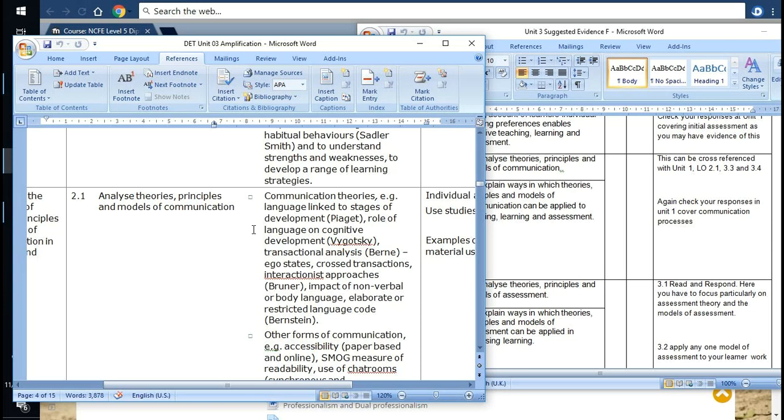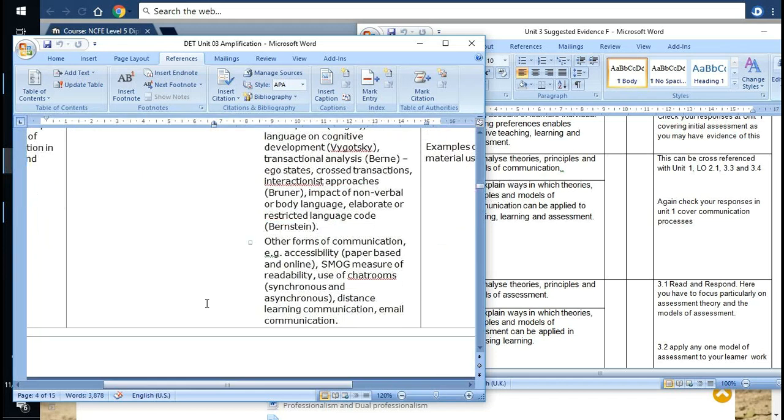And I look at it from the point of view that I think he wrote it for teachers, because he had some idea of teaching, whereas some of the others are pure theorists. And how you could put some of theirs into practice, difficult. So you've got cross-transactions, interactionalist approaches, Bruner, the impact of non-verbal or body language, elaborate or restricted language code, other forms of communication, paper-based, online, SMOG, measure of readability, use of chat rooms, synchronous and asynchronous, distance learning communication, email communication.